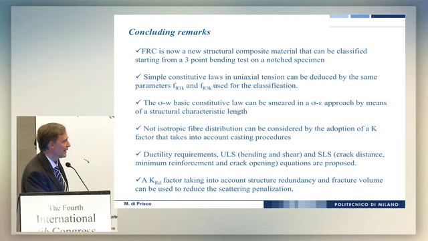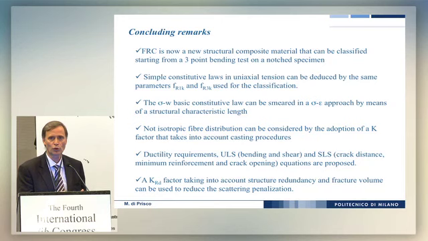And we also introduce a KRD factor in order to take into account the idea that sometimes, due to the reduced volume and the small redundancy you have in a three-point bending test, you can have a large scattering in the classification, so in the test for identifying the mechanical performance, but you cannot have the same in the structure. So you can profit of this redundancy by means of this coefficient.